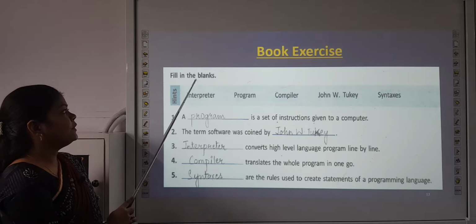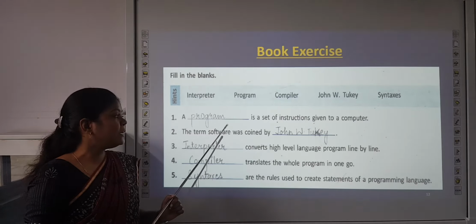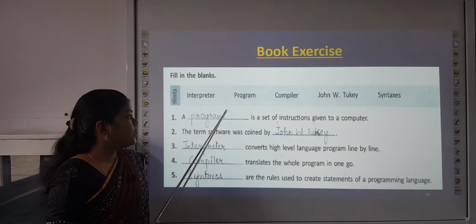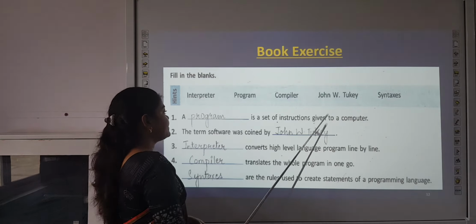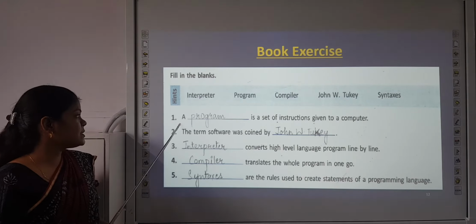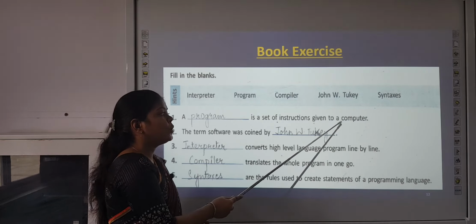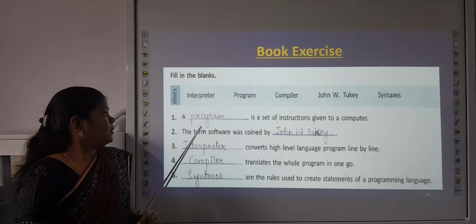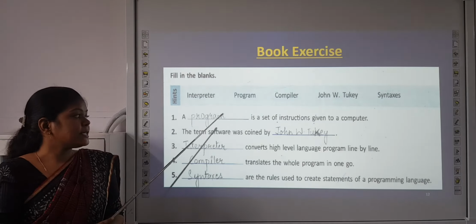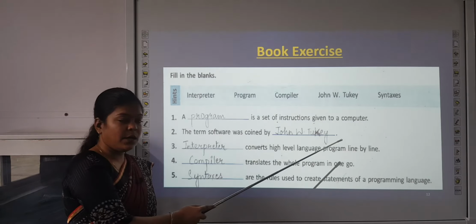Now we have fill in the blanks. You all have to fill in the blank from these options. First fill up: a dash is a set of instructions given to a computer. Answer is program. A program is a set of instructions given to a computer.